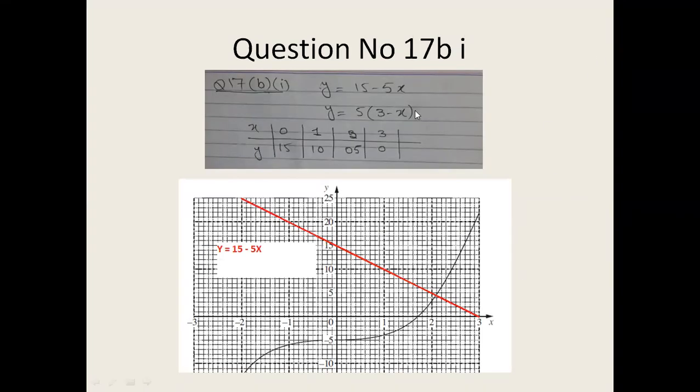Okay, so y equals 15 minus 5x. You can take 5 common, so you will have y equals 5 bracket 3 minus x bracket close. In the place of x, I will put 0, then 1, then 2, then 3. When you put 0 in place of x, the y value will be 15. When I put 1, the y value will be 10. When I put 2, the y value will be 5. And when I put 3, the y value will be 0.